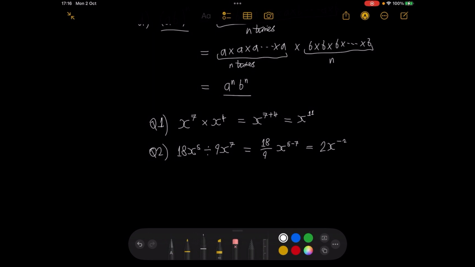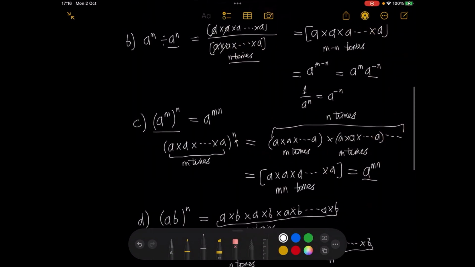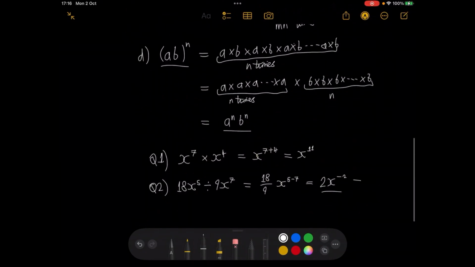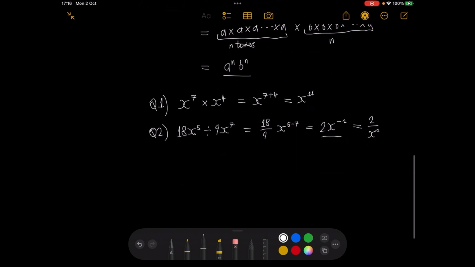So note that we have this negative index here. If you remember before, we found out this rule, so we can rewrite this if we want as 2 over x squared. But obviously either way is perfectly valid. Okay, let's try one more question.